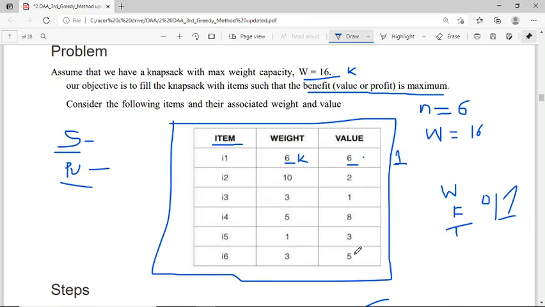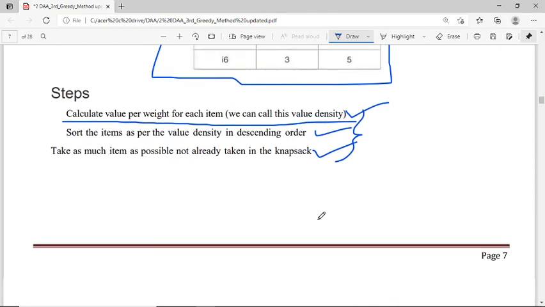We cannot directly take the maximum value, like 8, 6, 5. We cannot take it like this, because we need to check based on the weight. What is the density, meaning what is the profit we are getting? So for that, the density.